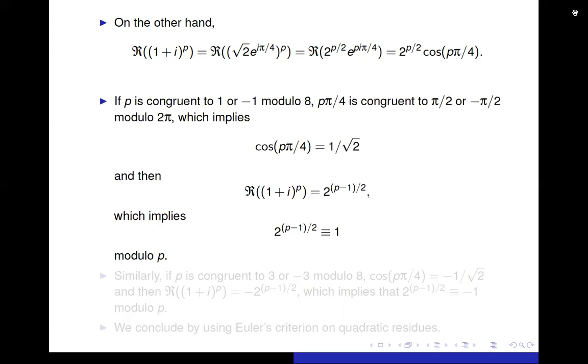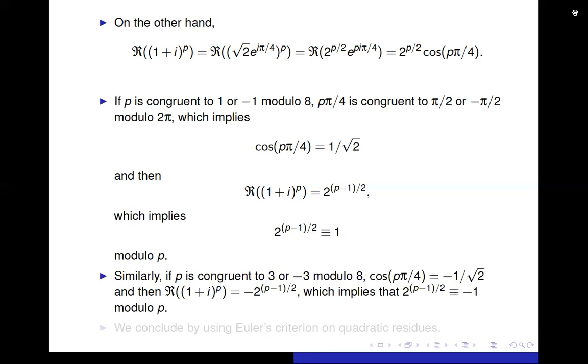So if p is congruent to 1 or -1 modulo 8, p pi over 4 is congruent to pi over 2 or -pi over 2, modulo 2 pi. And then the cosine is 1 over square root of 2. So the real part of (1 + i)^p is 2^((p-1)/2). And then, by the previous congruence, 2^((p-1)/2) is congruent to 1 modulo p.